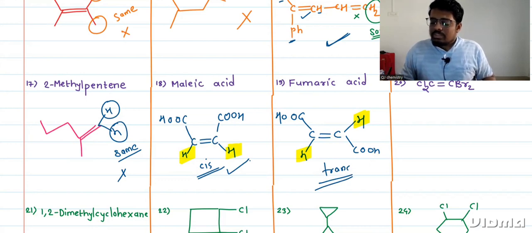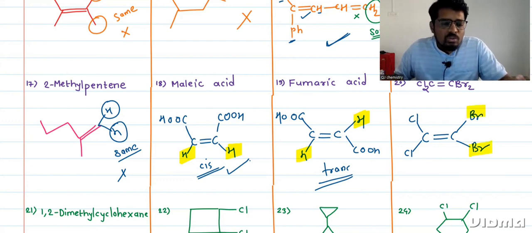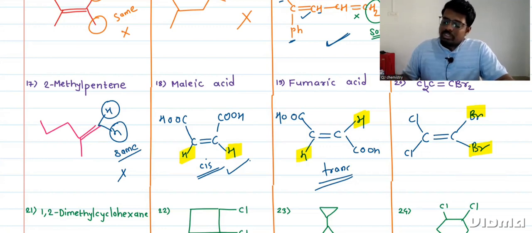Yes. Next example, two chlorine groups are given, which are directly bonded to a carbon atom. Similarly, two bromine atoms are also there. So the groups are identical, no geometrical isomers. If the groups bonded to carbon are identical, geometrical isomerism is not possible, right? Yes.